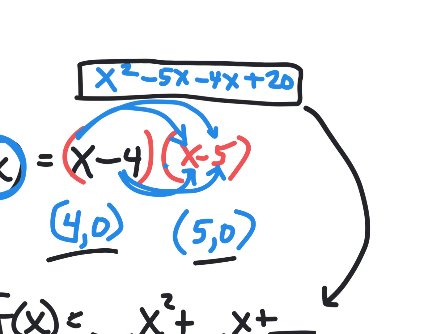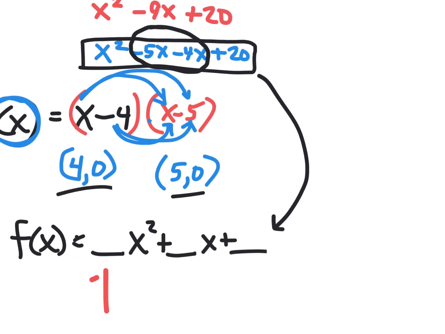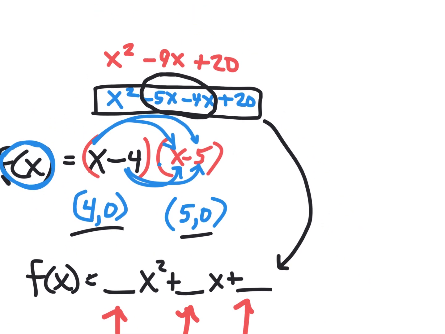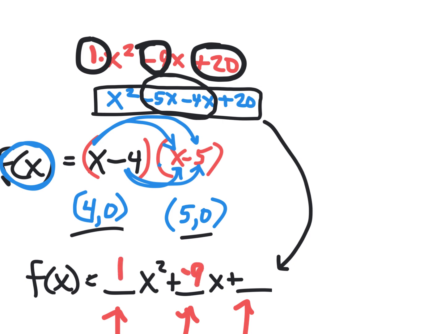But wait, Asen, these two can be combined, so what's your middle number? Yep. So my three numbers that I'm gonna put in here, here, and here are 1, because remember, if there's no number in front of an x, then there's a 1 in front of the x. -9 and 20. 1, -9.